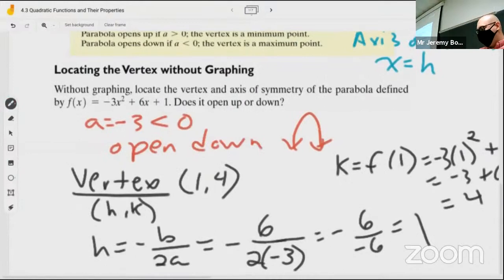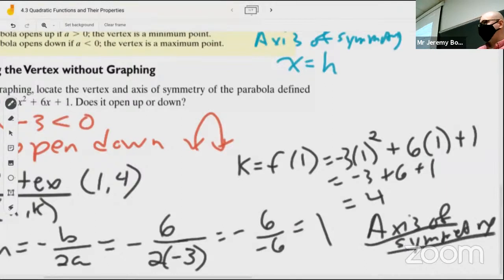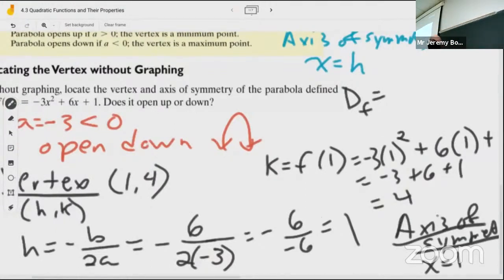All right. So once we got that, I didn't give myself much room here. If I want to know the axis of symmetry, what is it going to be? X is equal to whatever h is, in this case is 1. Yep, good. Any questions on that? And for fun, what is the domain of that function? Yep, it's all real numbers, negative infinity to positive infinity. And the hard one, what is the range?